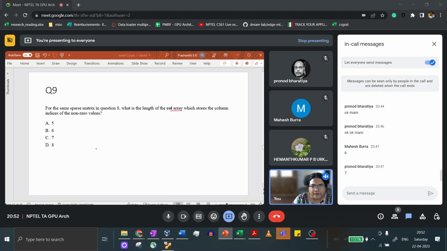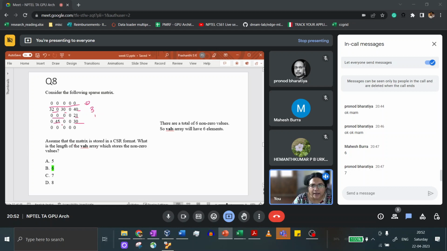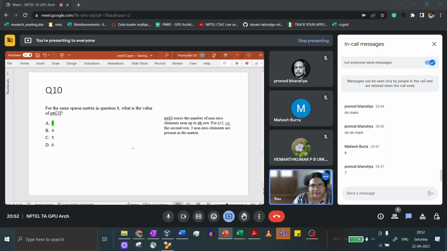right? Because in the first row you have 3 here itself, right? So the previous one is 0 and this is 3. So the sum of both of those will be 3, and that's what you have.